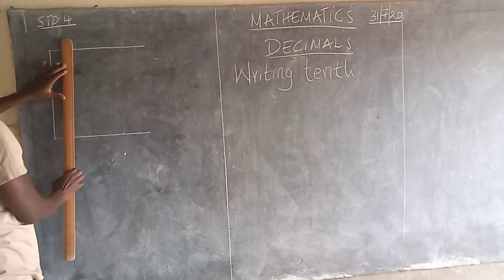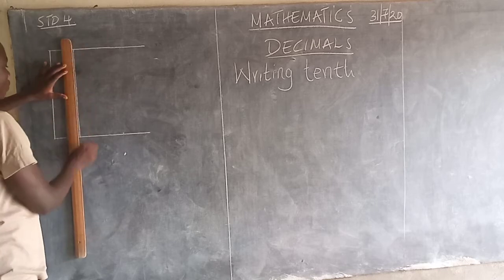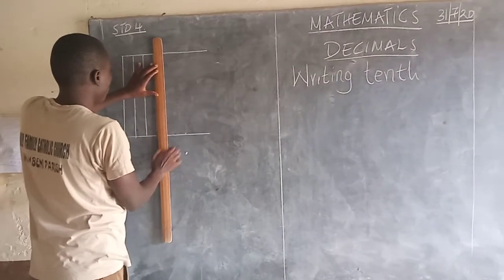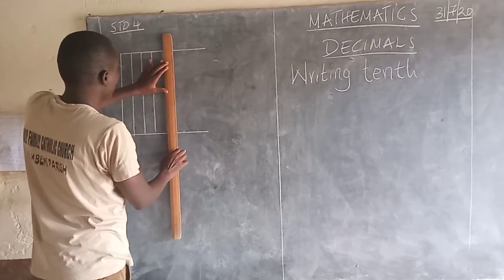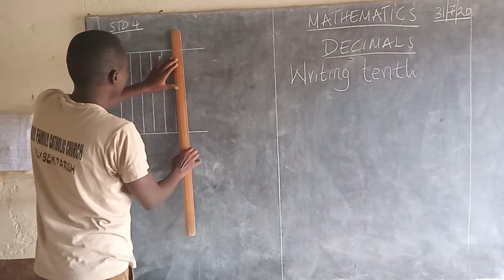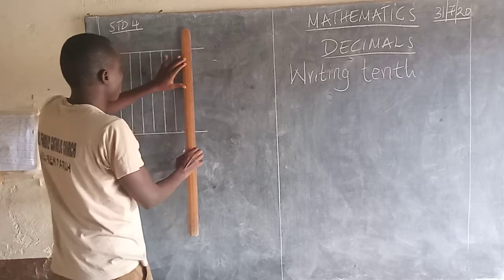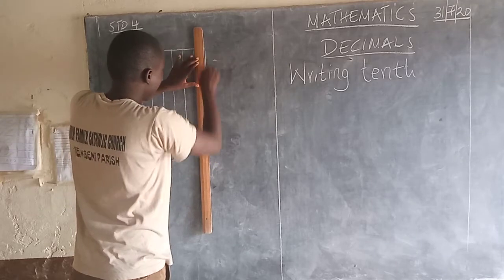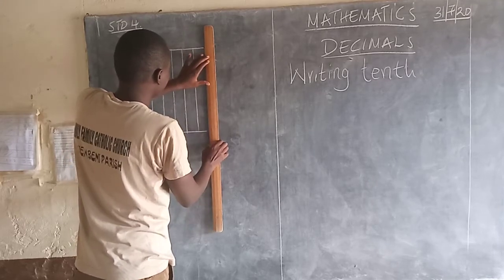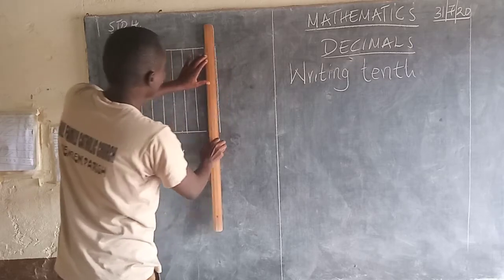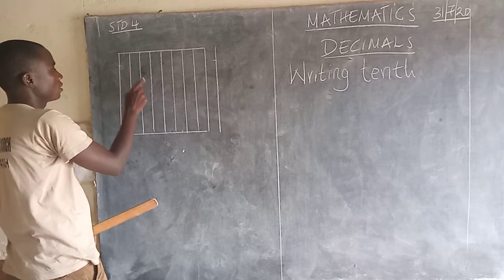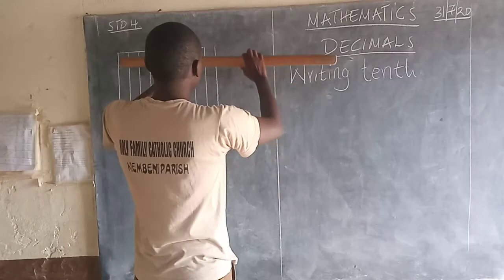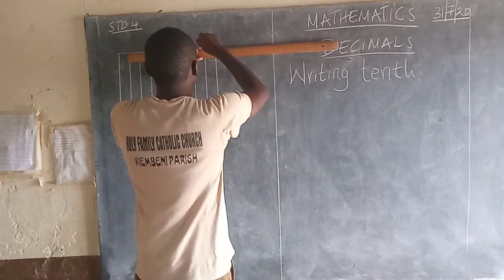That's 1, 2, 3, 4, 5, 6, 7, 8, 9. The 9 counted, converted to 10 parts. Make sure that they add up to 10.